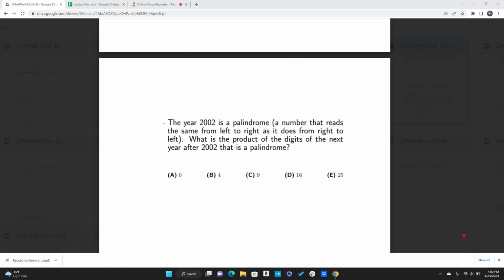Okay, we need the product of the digits of the next year after 2002 that is a palindrome. Remember, palindrome, same forwards and backwards. Those could be letters too, like words. I'm sure maybe you've heard of taco cat. That is a palindrome. Spelling it backwards is also taco cat. So in this case, our palindrome is with numbers. So that means that you could write the number out the other way around and it would still be the same, right? 2002 backwards is also 2002. All right, so what's the next palindrome after 2002?